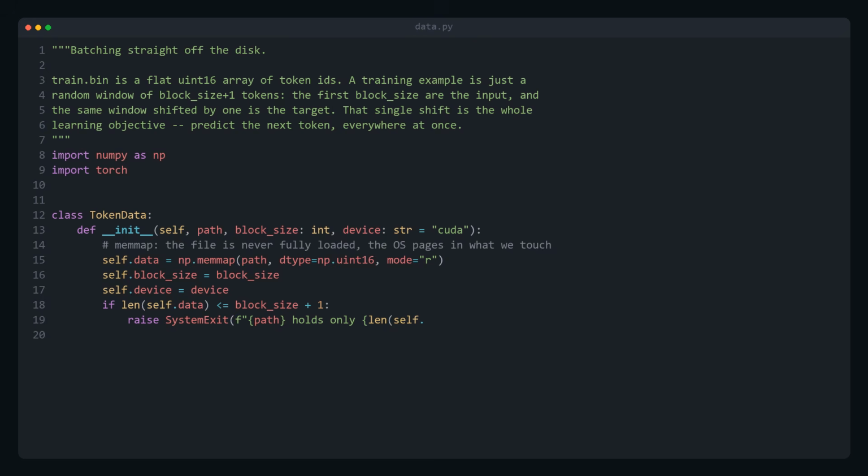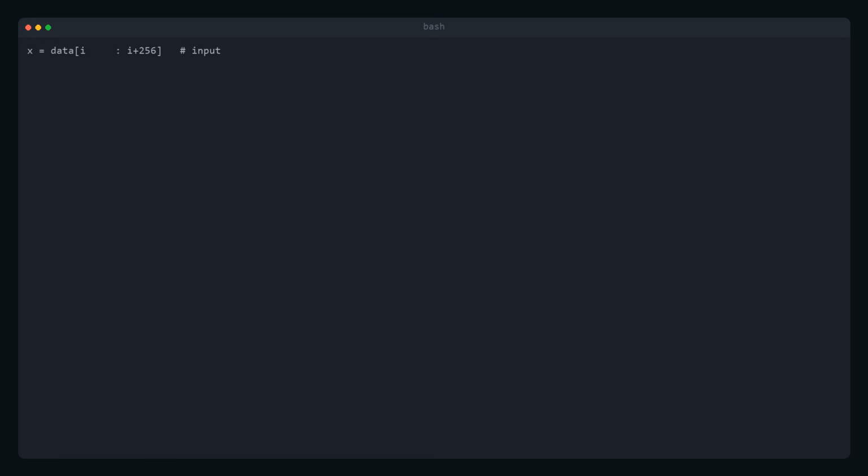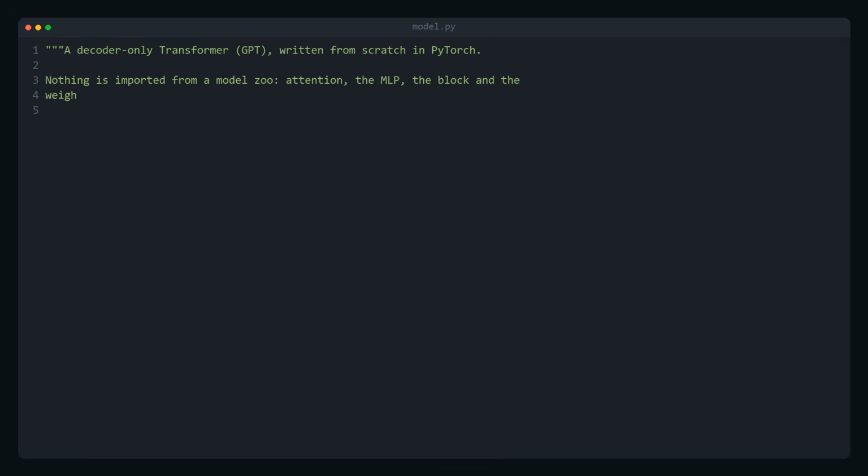Notice an important detail. We do not predict a single next token at the end of the window. We predict every position in parallel. With a window of 256, that is 256 training tasks from a single pass. That is precisely why training is feasible at all. And the causal mask guarantees that when predicting position number 5, the model sees only the first 4 and cannot peek at the answer.